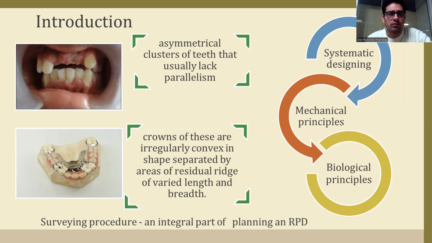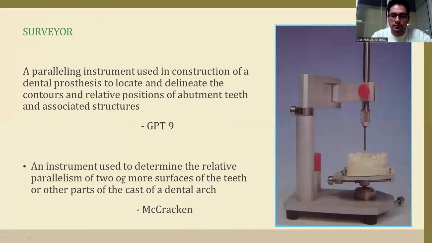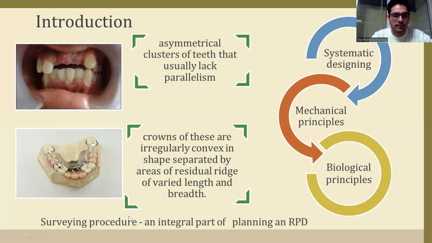Any asymmetrical clusters of teeth that usually lack parallelism require surveying. The crowns of these are irregularly convex in shape, separated by areas of residual ridge of varied length and breadth. Surveying is an integral part of the RPD planning. A systematic design is required, with mechanical principles that need to be followed, and biological principles to keep the patient healthy and sound and the chewing comfortable for them.